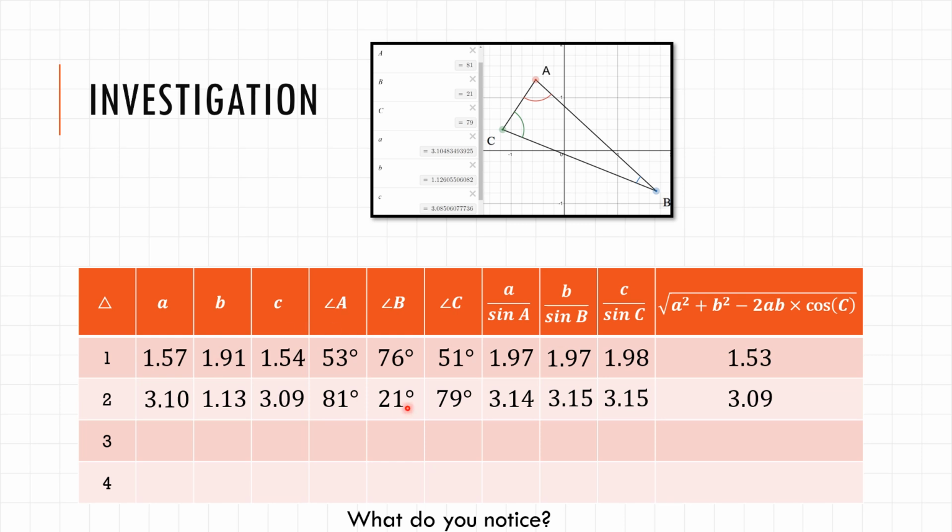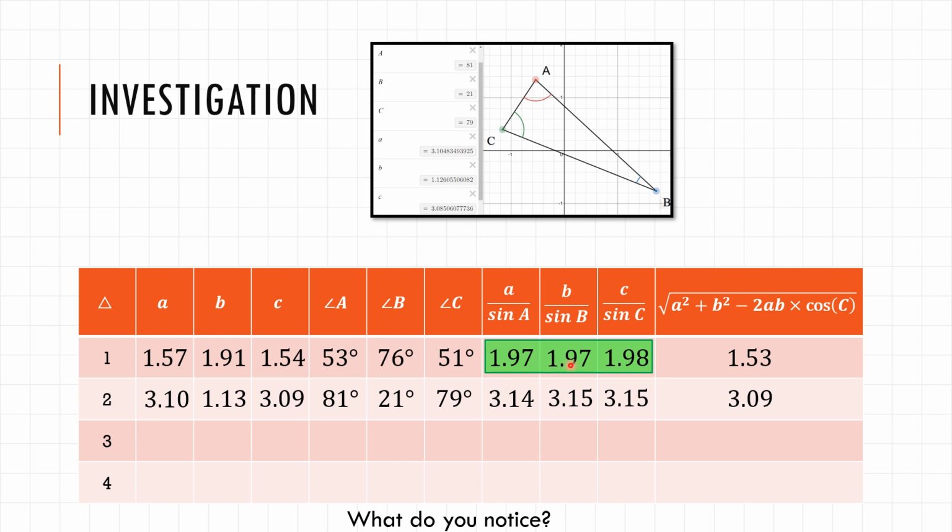Looking at these numbers, and hopefully you have at least two triangles of your own, you can look at your own table and at this one and see if you notice anything. Are there any patterns that are popping up to you? So some of the things you might notice are that these numbers are all really, really close. Notice we have 1.97, 1.97, 1.98. And so these are all really, really close to each other.